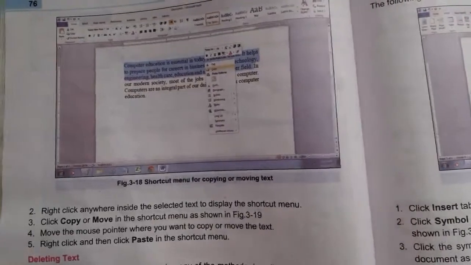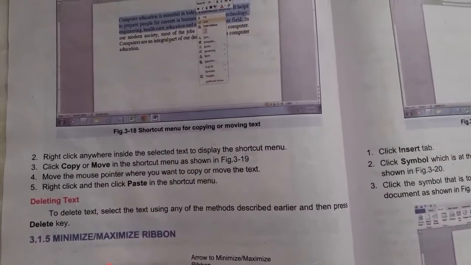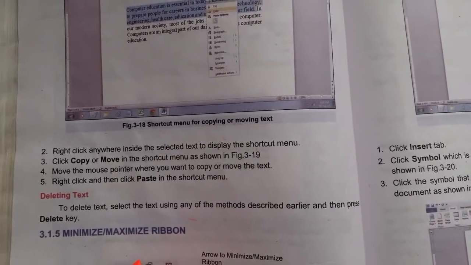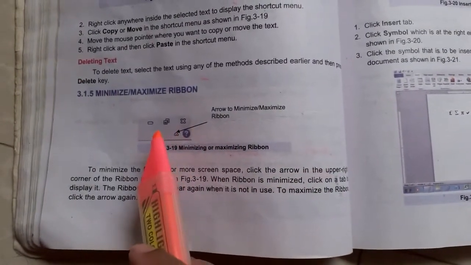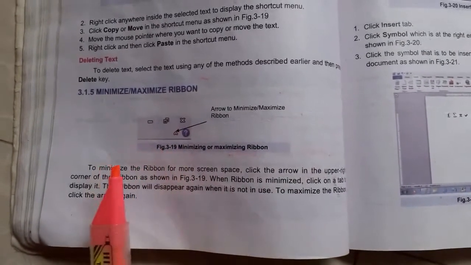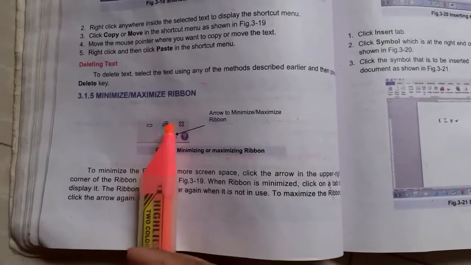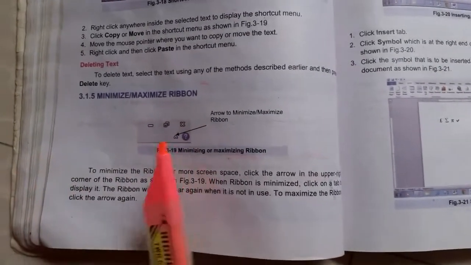So this is how basically you deal with the text in a Word document. Our next topic is minimizing and maximizing the window. You have seen this bar on the top right corner of the Word document. This is for minimizing, this is for maximizing, this is to close the document.